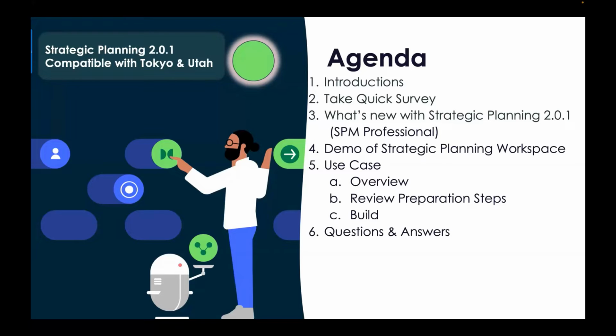And again, just a reminder, we'll be using the Strategic Planner 2.0.1, our February release, Q1 of 2023 store release. And this will be licensed under the SPM Professional. It is also compatible with Tokyo and Utah.